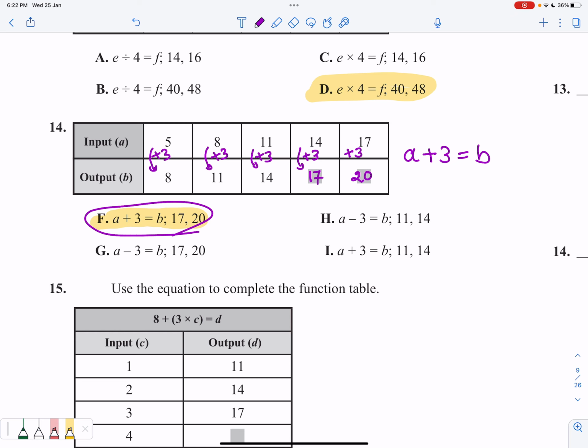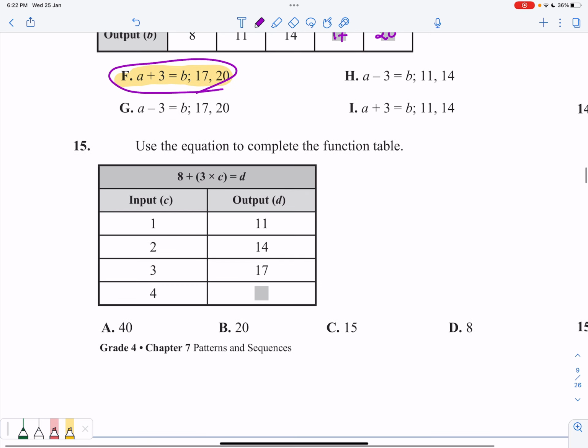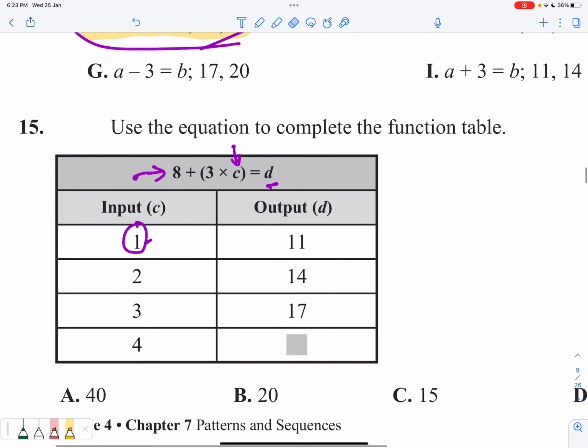The last question that we have is this table. Use the equation to complete the function table. Here we have an equation, inputs and outputs, the same thing. Each time we take the value of the input, we put it in the equation and find the value of the output. For example, 1 is the input. We come here to this equation and we replace the variable with 1. Then we do the math.